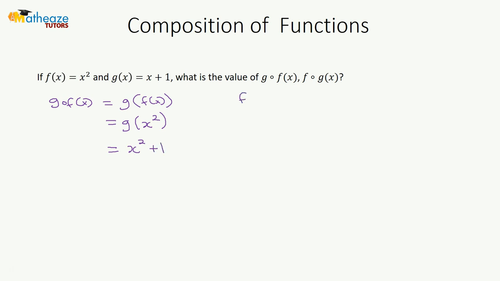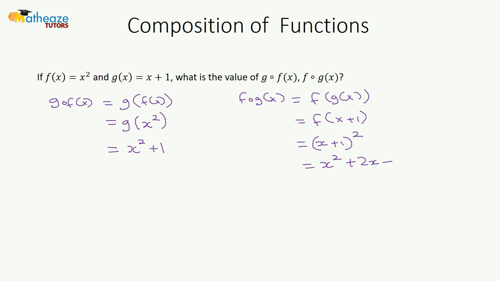Now let's try f o g of x, which is f of g of x, which is going to be f of x plus 1, which is going to be, so f of x is x squared. So in place of x, we're going to have x plus 1. So this is going to be x plus 1 squared, which is x squared plus 2x plus 1. So f o g of x is going to be x squared plus 2x plus 1.